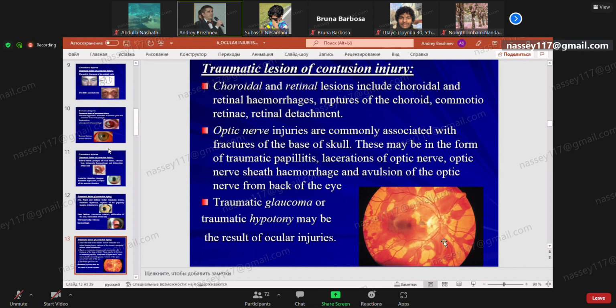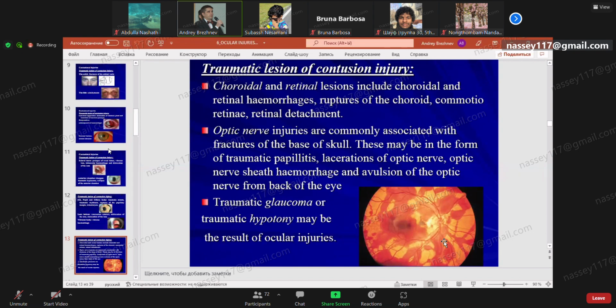Optic nerve. Optic nerve injuries are commonly associated with fractures of the base of the skull. This may be in the form of traumatic papillitis, traumatic inflammation of the optic nerve head, laceration of the optic nerve sheath hemorrhage, and avulsion of the optic nerve from the back of the eye. Avulsion, of course, means total and irreversible blindness. We have no mechanism, no technologies to recover the optic nerve in case of its total damage, its rupture, or its avulsion.